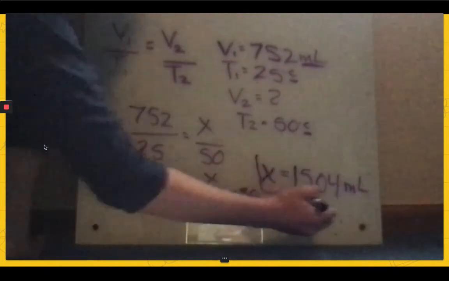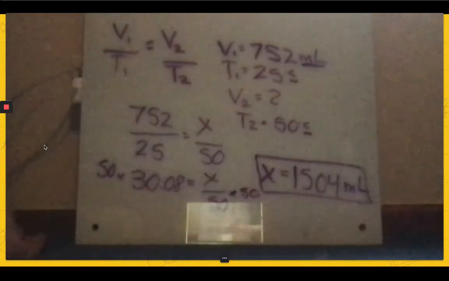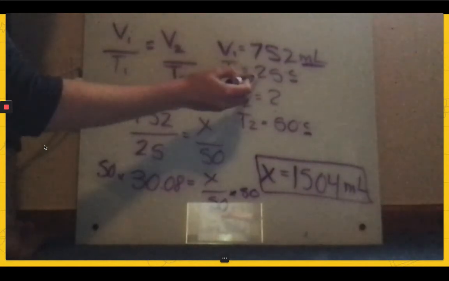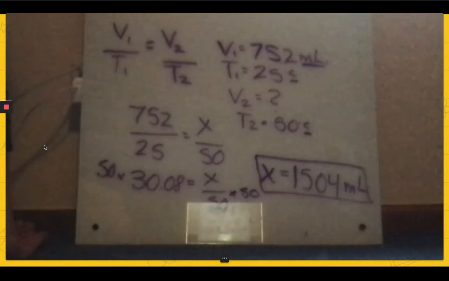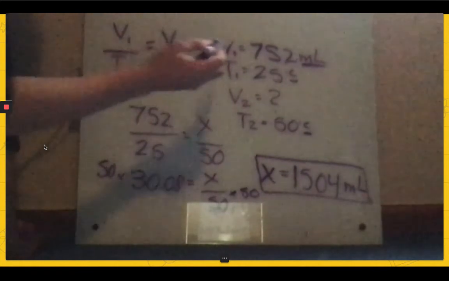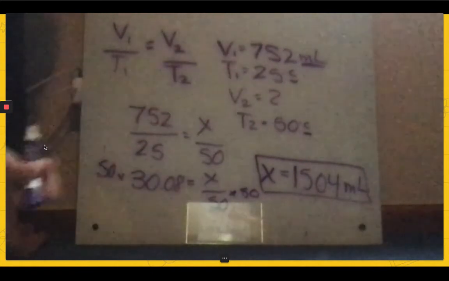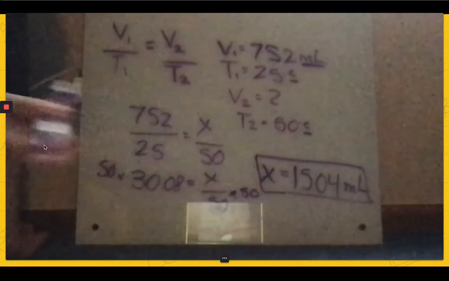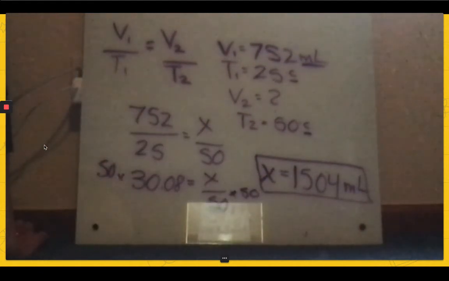Now I want you to think about this answer for a second. Remember that volume and temperature are varying directly. So as one increases, the other will increase. Notice our temperature is increasing, which means our volume has to increase. And we can notice that we started at 752 and increased to 1,504. So we went along with the rule. That's one easy way to check your work: if one thing is increasing, the other will increase also. So you at least know you're on the right track.